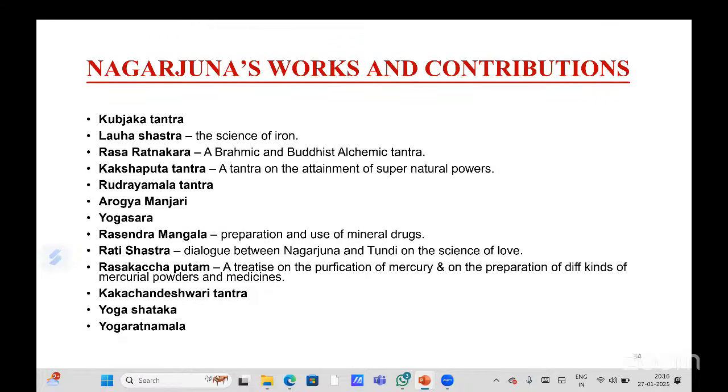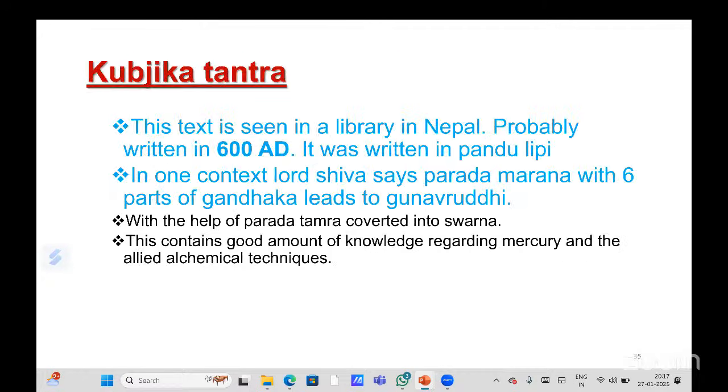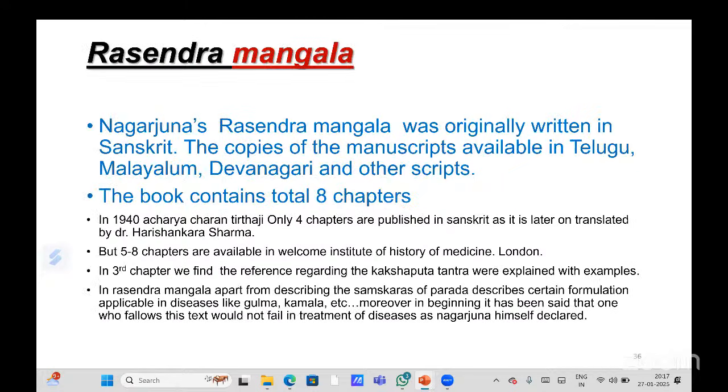He wrote books like Kubjika Tantra, Loha Shastra, Rasaratnakara, Kakshaputa Tantra, Rudramala Tantra, Arogya Manjari, Yoga Sara, Rasendra Mangala, etc. Some important books like Kubjika Tantra: this text is seen in the Library of Nepal, probably written in 600 AD, in a manuscript. In one context, Lord Shiva says Parada Marana with 6 parts of Gandhaka leads to Guna Vriddhi. In the same way, Nagarjuna's Rasendra Mangala was originally written in Sanskrit.